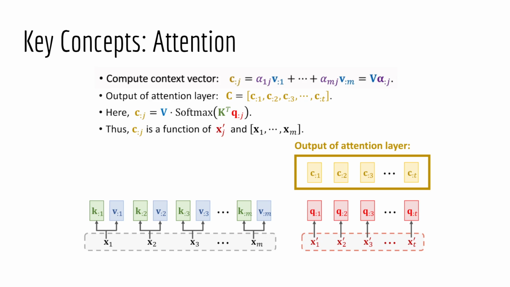Here is the final picture of attention. As you can see, the output of the attention layer is the context vector, which is calculated with V times the softmax of K transpose Q.